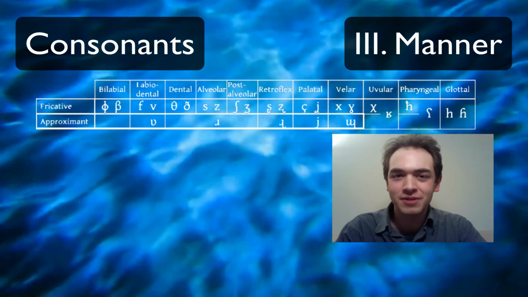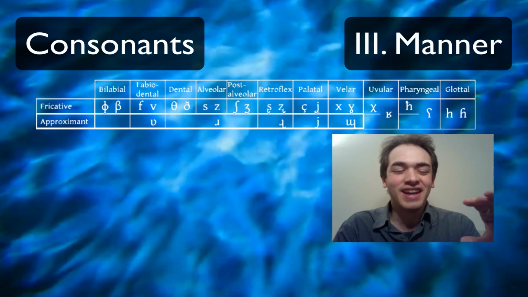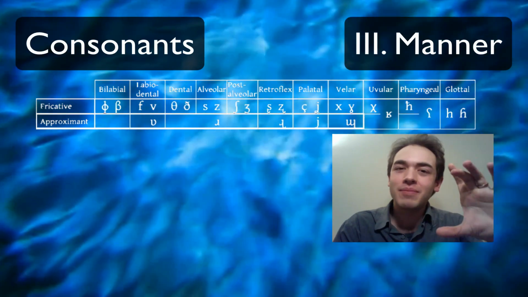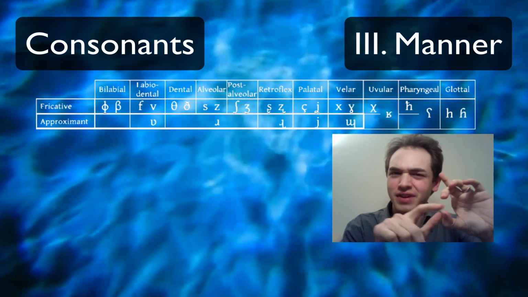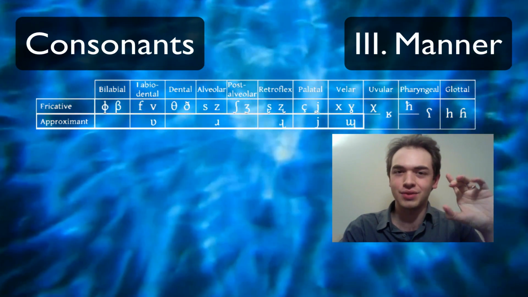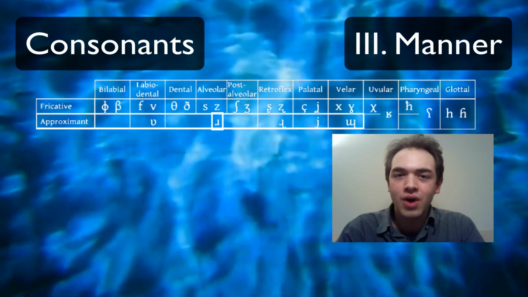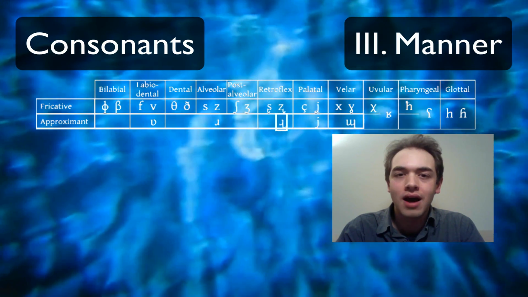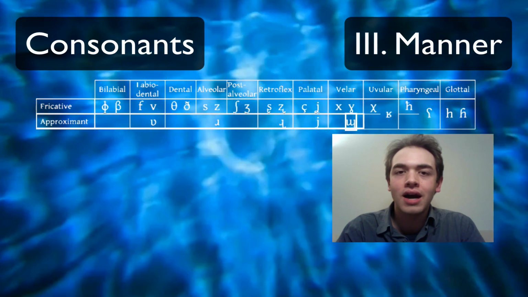Okay, now for approximants. These should be easier for me. There's just 5 of them on this chart. Approximants are made by, you close the airflow a little bit, but not enough to make sort of a turbulent fricative sound. It's just enough to change the sound a little bit. And so you get wa, ra, ya, and la.